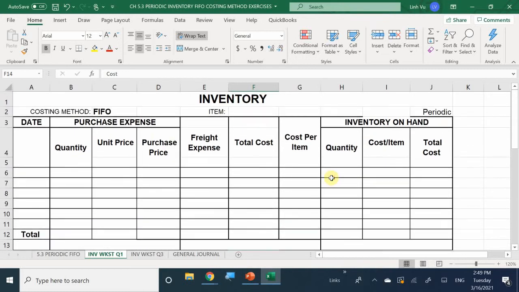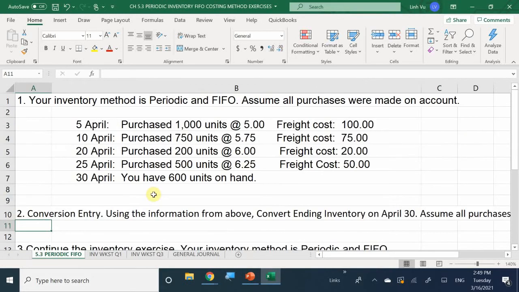Okay, so first off, we're going to start with the very first one, which is the scenario here. So scenario number one says that your inventory method is periodic FIFO. Assume that all purchases were made on account. In this case, we're not going to practice journalizing yet, okay? We're only going to be practicing how to enter the information in. Once we get comfortable, the next time around, when we learn LIFO, then we'll start practicing it. So in this case, on April 5th, we made a purchase of 1,000 toys at $5 each, with the freight costing you $100.